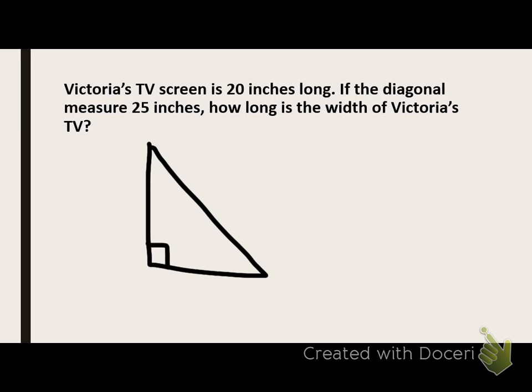So you drew a right triangle. The one that matters is the diagonal. It's 25 inches. That's the hypotenuse. The other ones, it doesn't matter which one you call length and width. It's the same thing. So if you said 20 and then X, or X and 20, it's the same. You're going to get the same answer. Correct.